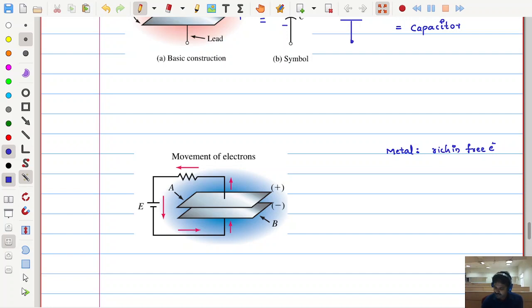So what happens is that when these two metal plates are connected with a battery, they are rich in free electrons. The battery's positive terminal will try to pull all the free electrons. We know that electrons are attracted to the positive terminal, as unlike polarities attract each other. So these electrons will all be pulled, which means electron flow is taking place towards the battery. That is what this arrow shows. The flow of electrons we call a current.